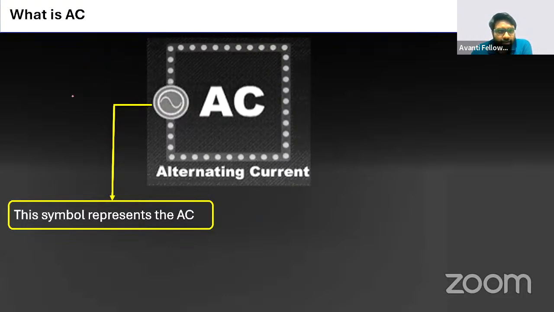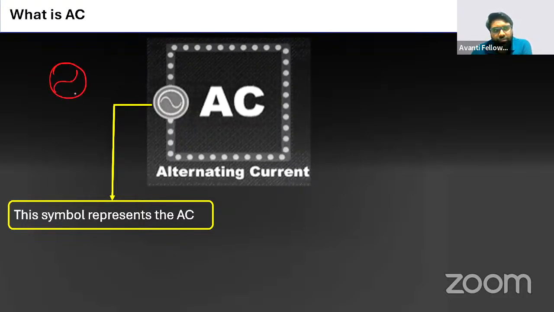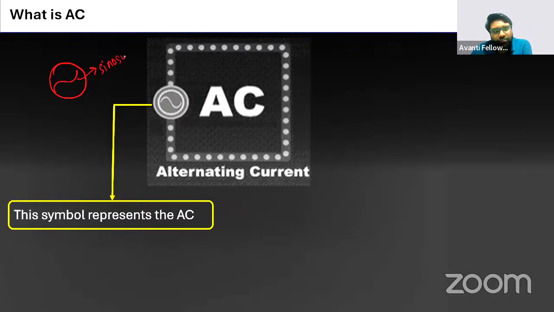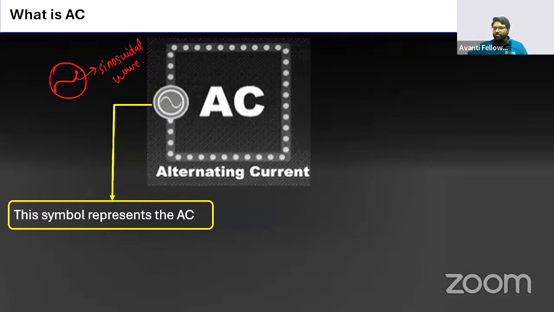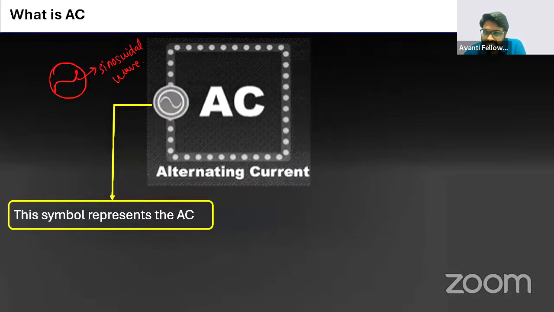But here in alternating current, if we want to represent the alternating source of voltage or alternating source of current, you need to apply this symbol. This is nothing but a sinusoidal wave. So this picture is of a sinusoidal wave, and the sine function changes from positive to negative, positive to negative. That is why we have chosen this symbol, because most alternating current is sinusoidal in nature, which we are going to study in this chapter also.